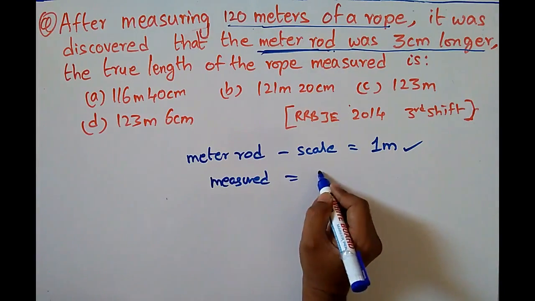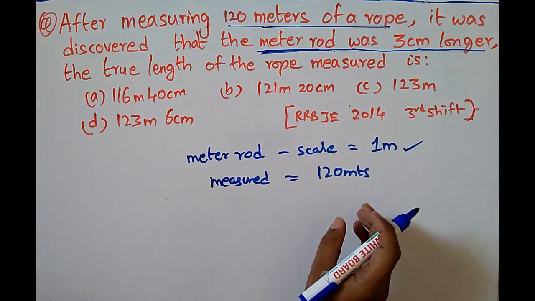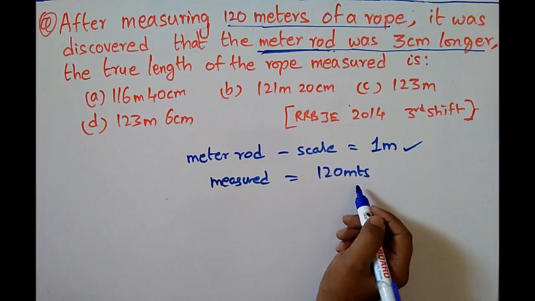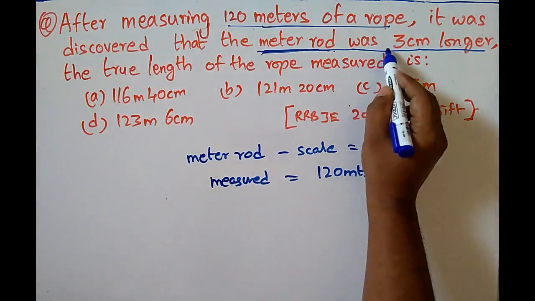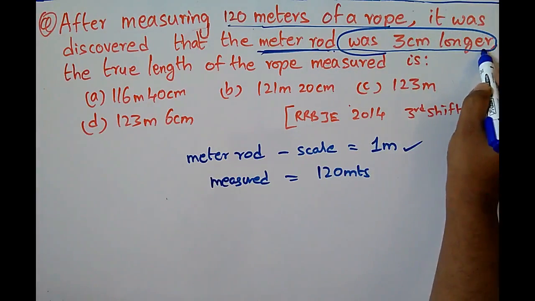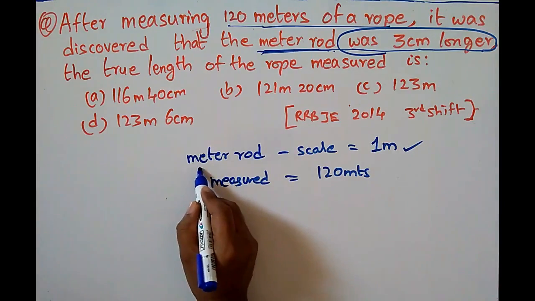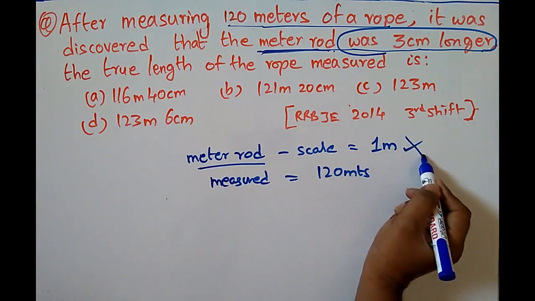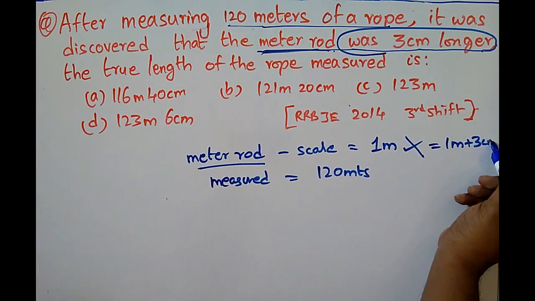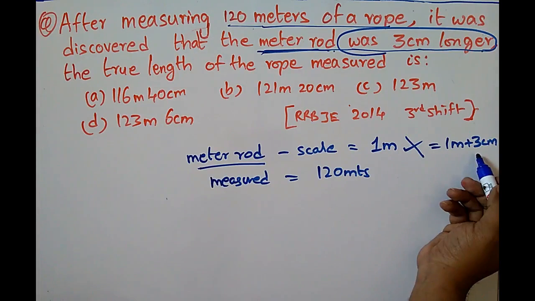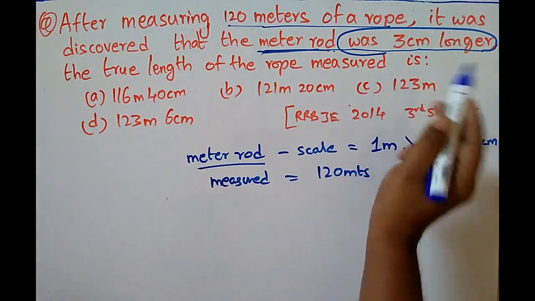how much? 120 meters. They have measured a rope of 120 meters. The measurement is equal to 120 meters. But later they found that it was not of 1 meter, but it is 1 meter plus 3 centimeters. Actually, this meter rod was not 1 meter. Instead, it is 1 meter plus 3 centimeters. So they were asking, what is the true length of the rope measured?